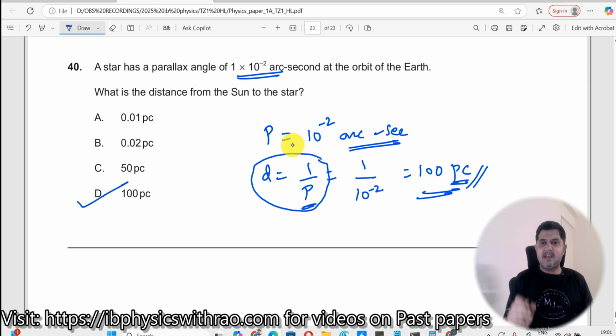Let us say, for example, I give you one more problem. Let us say this angle is given as 1 arc second. 1 arc second is the parallax angle. Then find the distance between the Sun and the star. Once again, I'll write d is equal to 1 by 1, and the distance is going to be 1 parsec. So this is how you are able to solve it.